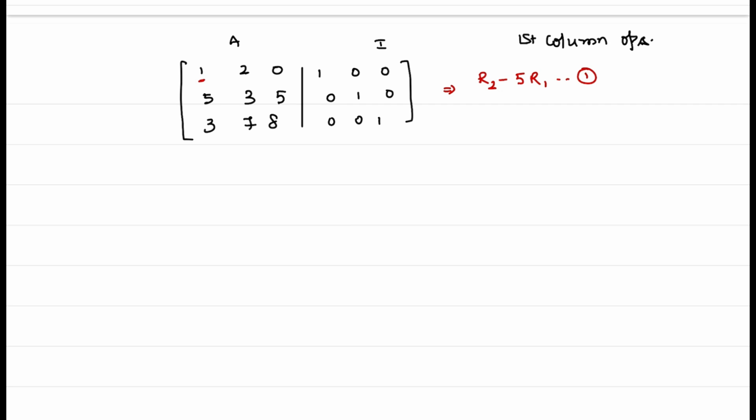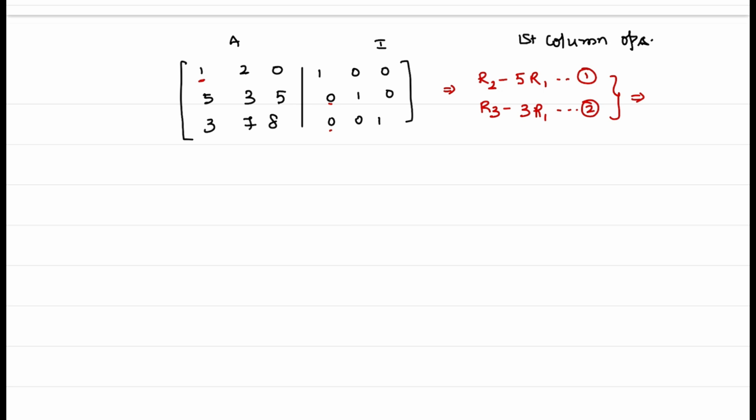And second, what do I have to make? The third element of the first column should be 0. To make 3 as 0, R3 minus 3 R1, because R1 is 1. Are you able to follow me? Follow these steps very carefully. That means I have operated the elementary matrix operation on the first column.